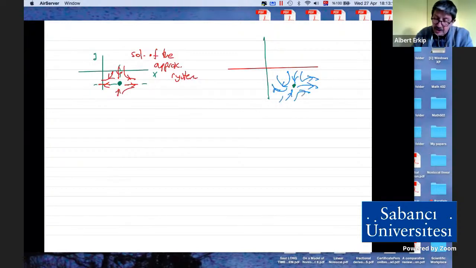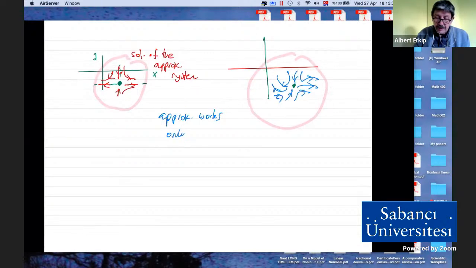You see, I'm distorting the system, but it should be something like this. But the approximation works only nearby, only near the point P0, which is (1, -1). But this really gives us a good thing.